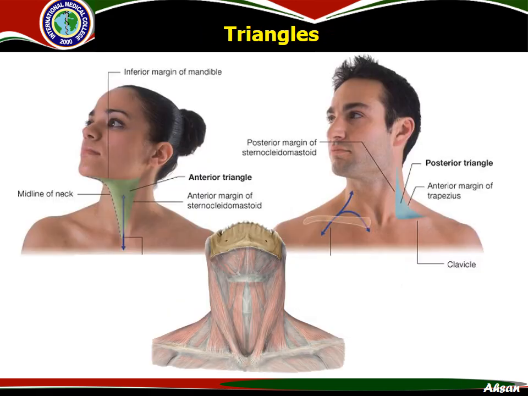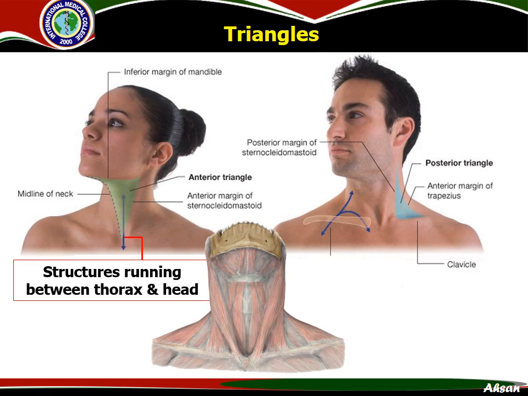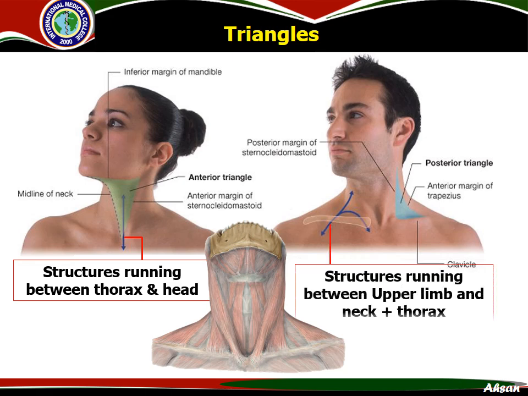So this anterior triangle is transmitting the structures that run from the head to the thorax, and the posterior triangle above the clavicle is allowing the structures that pass from the upper limbs to the neck and thorax and vice versa.